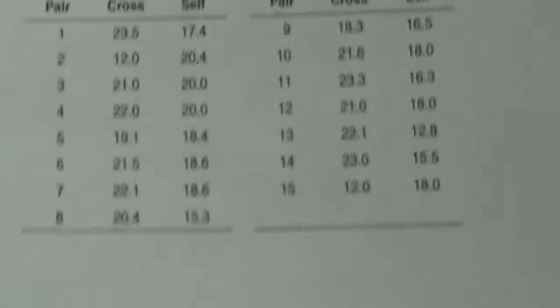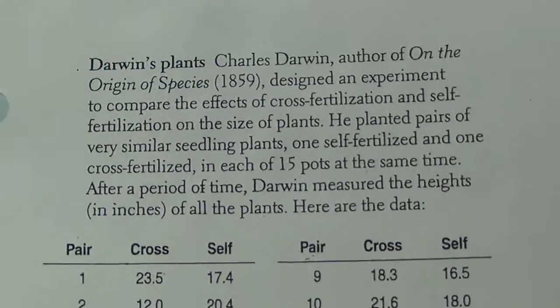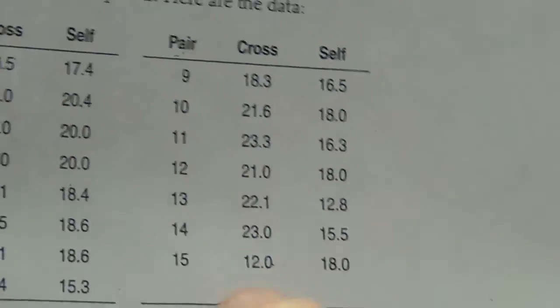So then you go over. First thing you've got to do is check the conditions, which is good that you did. So she had to take this chart and find all the differences. Which did you do? Cross minus self? Yeah. So she found cross minus self in 15 different pots. So then you go in your calculator. You put all those into L1.